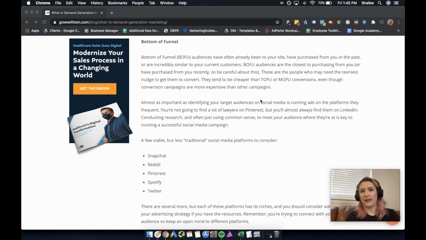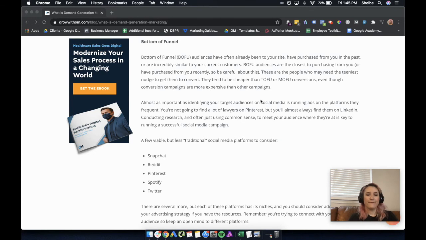So when you make your audiences, make sure you are excluding recent conversions. Depending on your offering, this could be the last 30 days, or I believe Facebook lets you go up to 180 days. So you could go up to the max if it's something you don't want them to convert again. They do tend to be cheaper cost per conversion than TOFU or MOFU, even though conversion objective campaigns are more expensive than other campaigns, just because they're so close to converting.